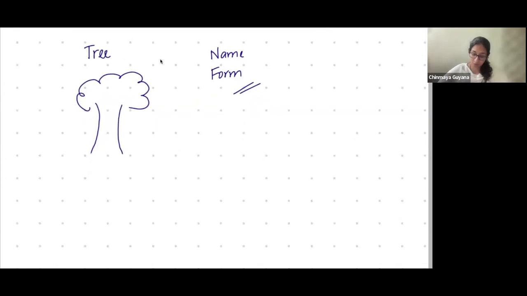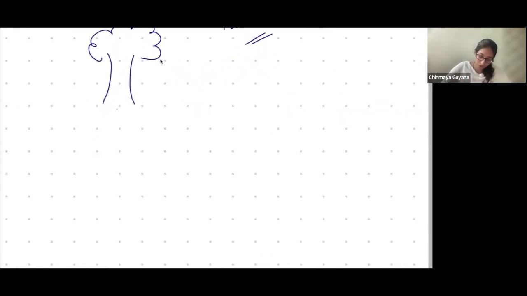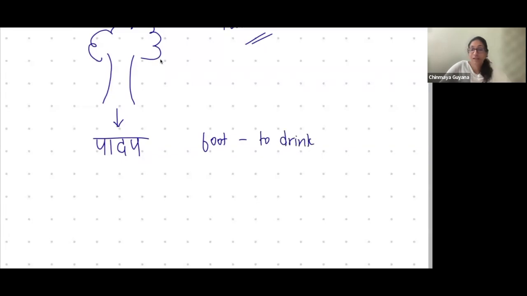Take the word tree in Sanskrit. One word for tree in Sanskrit is padapa. Padapa literally means, see, pada is foot and pa is to drink. So padapa means what? That which drinks from its feet. Is a tree not something that takes up water from its roots and nutrients and all? It's that which drinks from its feet.